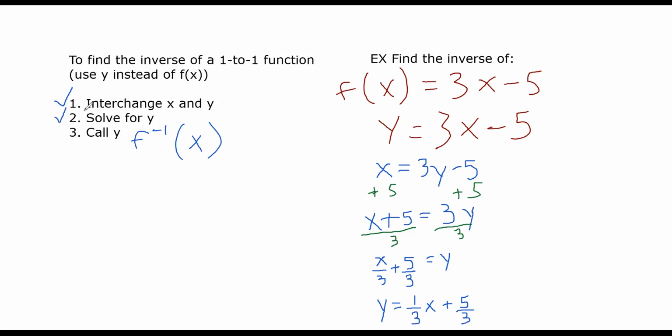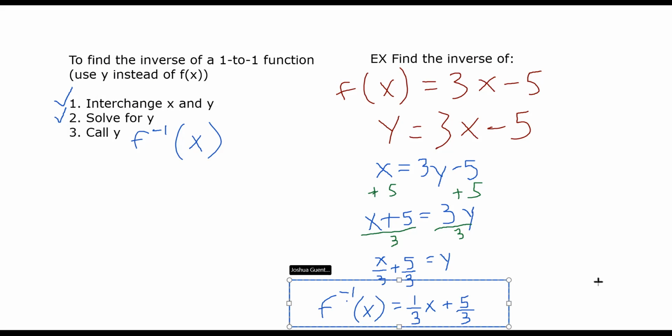So done. The last thing we're going to do is we're going to call y f inverse of x. So goodbye, y. You are actually called f inverse of x. Oh my goodness, it's at the bottom of the screen, so it gets all funky. Wow, I can do it. I believe in myself. There we go. F inverse x. And there you go. We have found the inverse function of the function 3x minus 5.